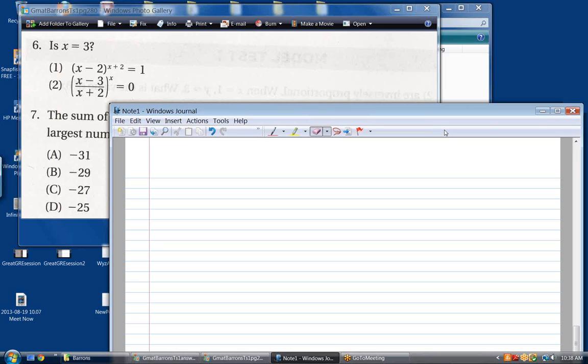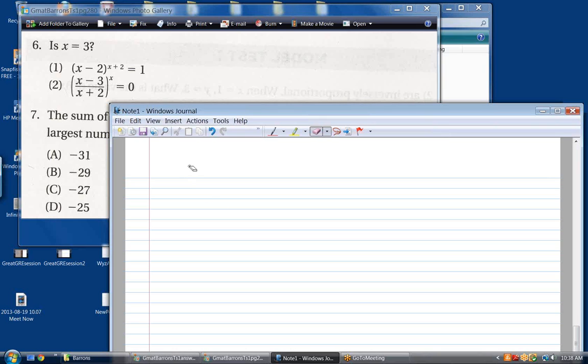Let's do one more. I have to leave somebody somewhere here in about 10 minutes. But let's take a look at one more data sufficiency here. And then we can pick up from this spot whenever we meet next. Is x equal to 3?